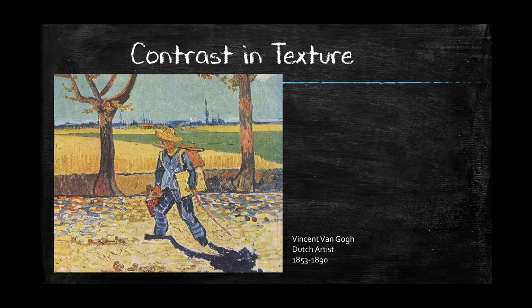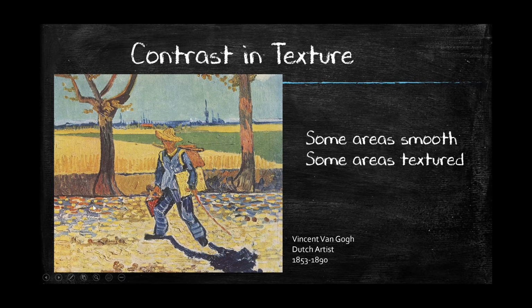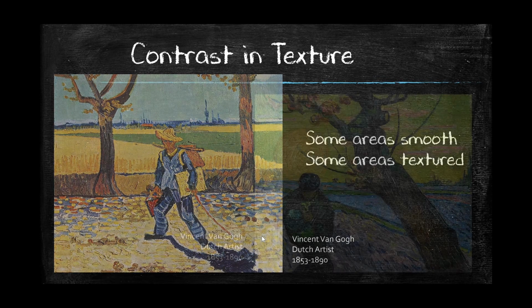We also have contrast in texture. A great example of texture, of course, is Vincent van Gogh. You can see the background. Some of these areas are more smooth in texture, which creates this contrast against these areas that have a lot more of a thick or rough or liney texture.